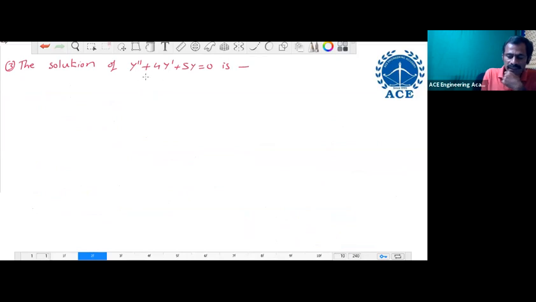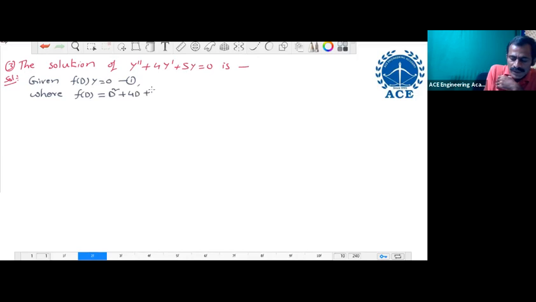Again, it is a second order linear homogeneous equation with constant coefficients, because in place of P1 of x and P2 of x, we have only constants. Second order linear homogeneous with constant coefficients. Now we write the solution. In the solution, first we write the operator form: f of D, y equal to 0, where f of D equal to D square plus 4D plus 5.